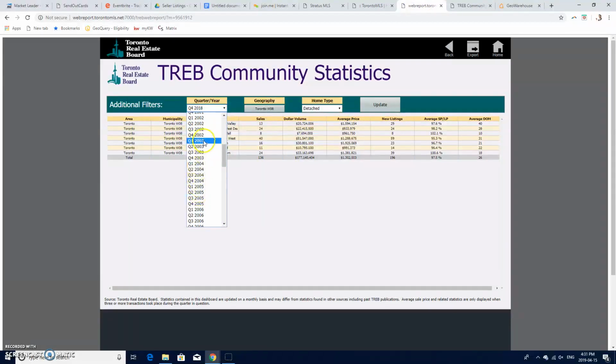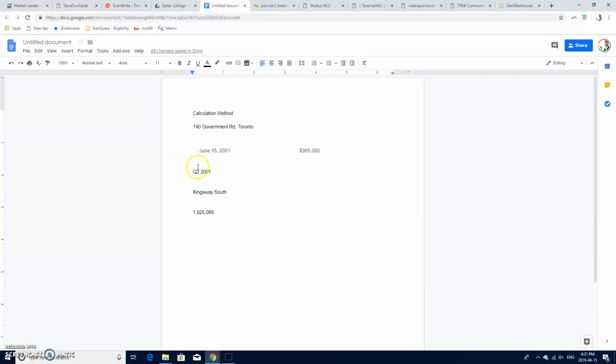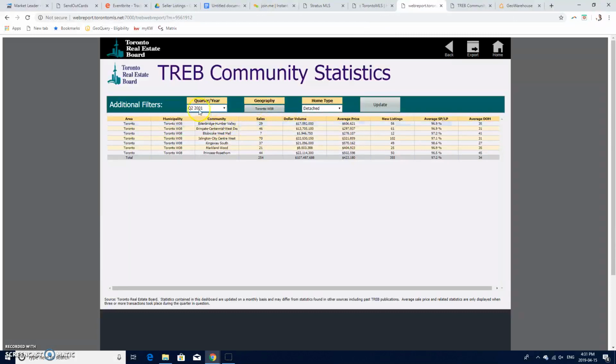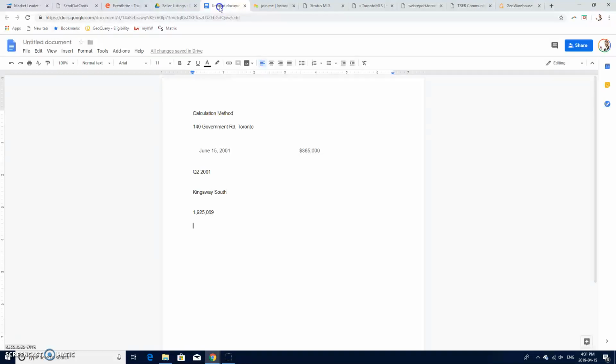Okay, now we're going to go back and we're going to go to Q2 of 2015. Q2 2015. Here we go. Why? Because we determined this was purchased in Q2 2015. Refresh. Back then in Kingsway South, the average price was 570,162. Let's record that.